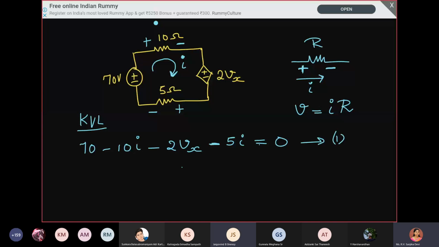Can you repeat? Yes, ma'am. If we go in the opposite direction, like if the current enters from the negative terminal, minus 70i. In that case, wherever you are having plus here, you will have negative there. And wherever you are having negative here, you will have the plus there. But still the equation will be the same, right?